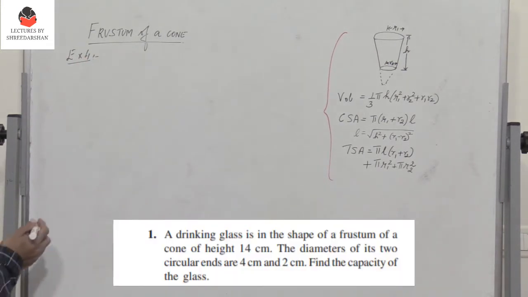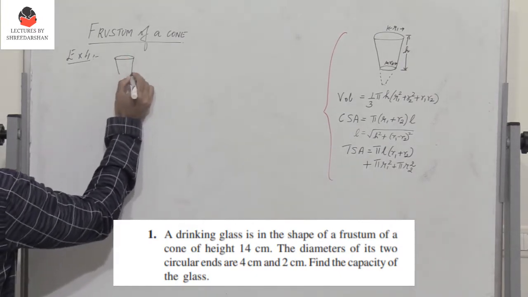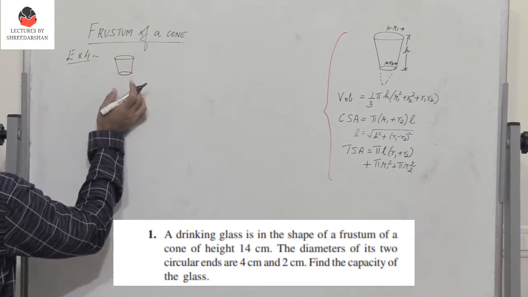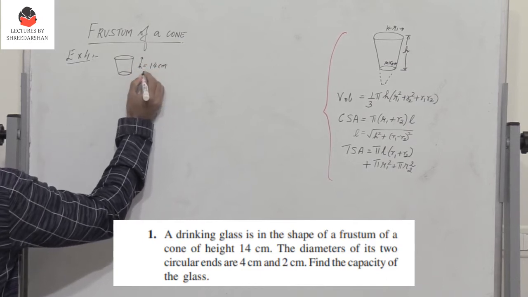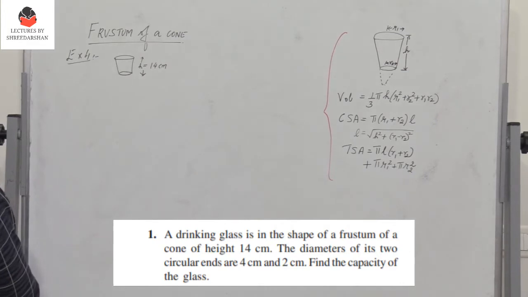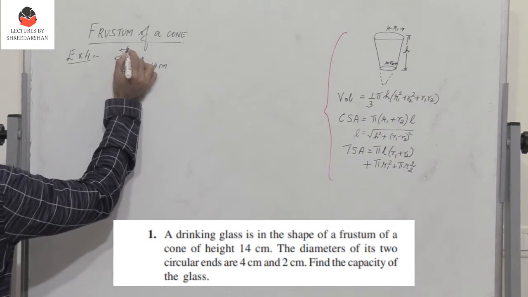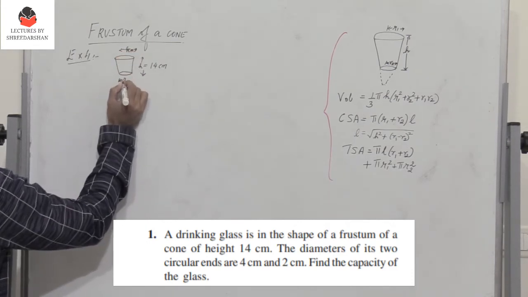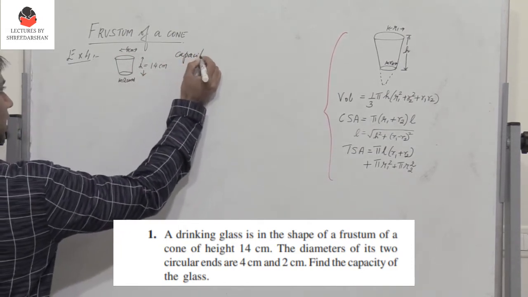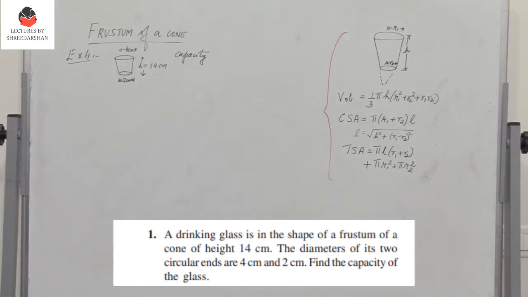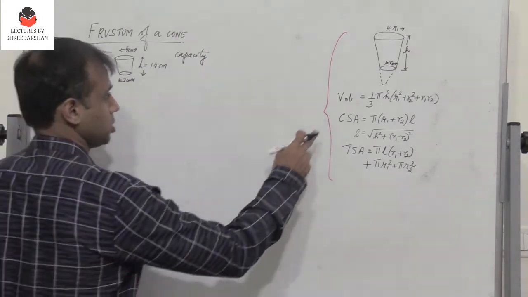A drinking glass is in the shape of a frustum of a cone of height. So you have a frustum of a cone which is nothing but a drinking glass. So the height h equals 14 centimeters and we have two diameters, right? So the diameter of the two circular ends are 4 centimeters and here you have 2 centimeters. So these are the two diameters. So I need to find the capacity of the glass. So how do you find the capacity of the glass? So basically we have to find the volume, which is given by this expression.